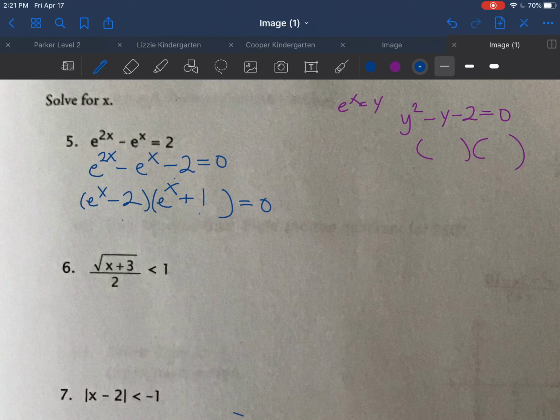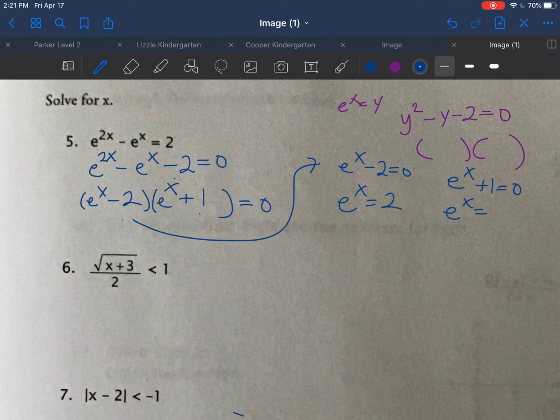Then when we solve this, we set each piece equal to 0. So we would say e to the x minus 2 equals 0, and e to the x plus 1 equals 0. So e to the x equals 2, and e to the x equals negative 1. To solve and get our x down.